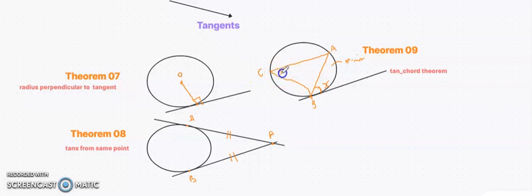So angle C is equal to X, the same size as angle AB, let's call this D, ABD. X is equal to X, and this is the alternate segment. So we refer to this theorem as tan-chord theorem. We refer to theorem 8 as tangents from same point. So these are the three theorems we have in circle geometry which relate to tangents.